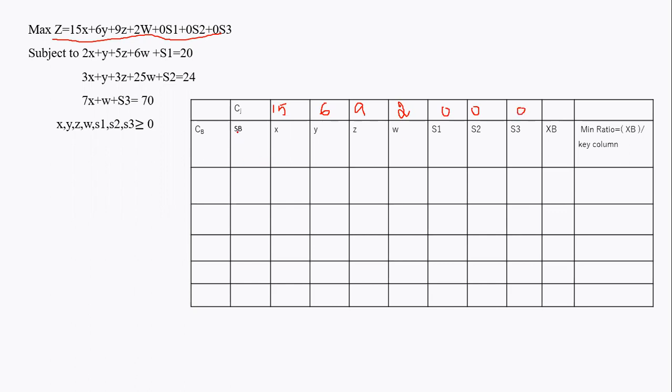And then comes the SB. SB is the basic variable. S1, S2, S3 are basic variables. And then comes CB. CB is the cost of the basic variable. That comes from the objective function, that is 0, 0, 0.